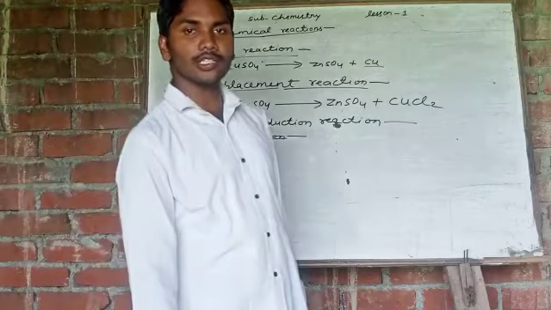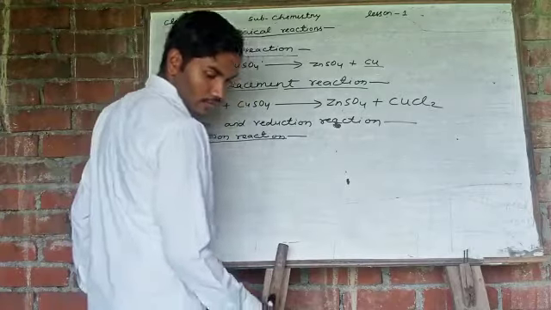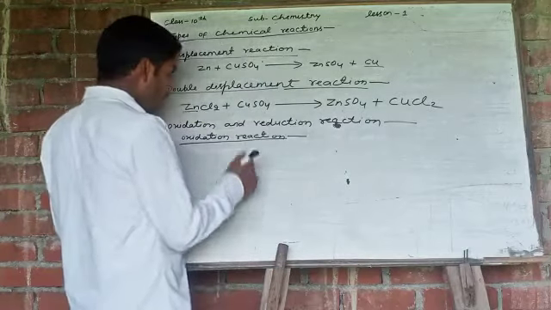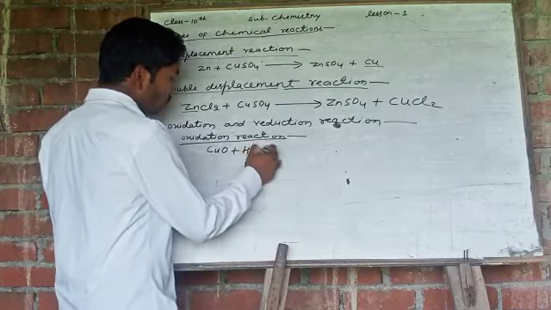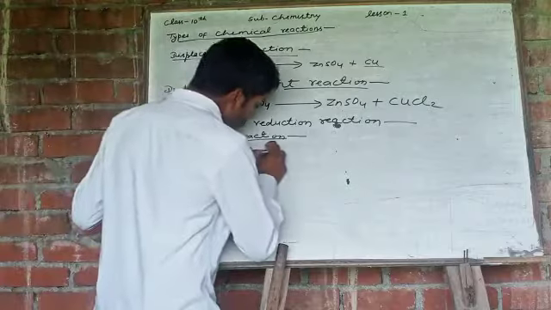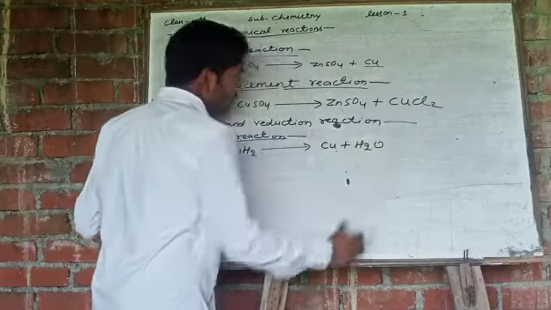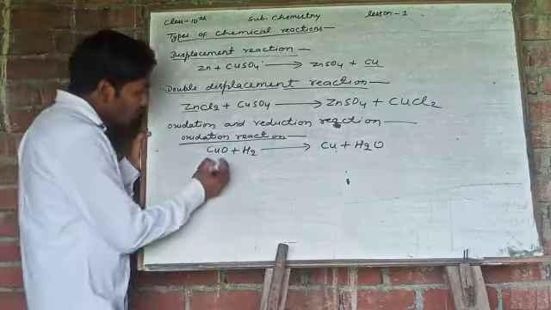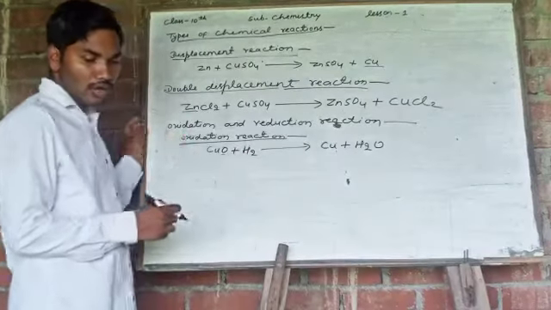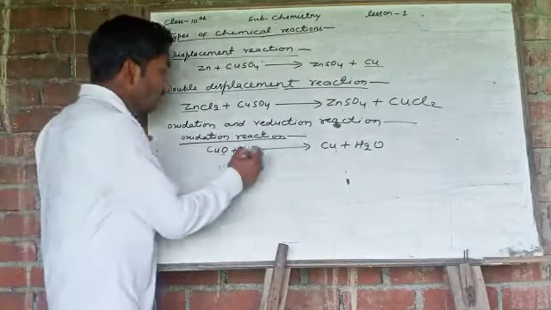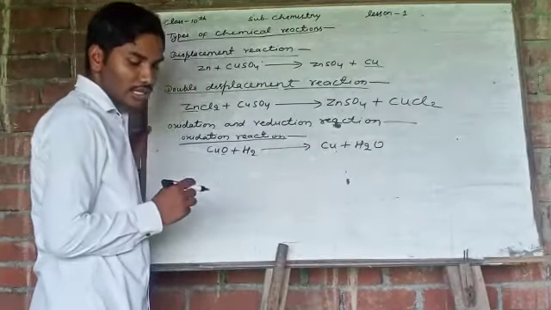So, oxidation reaction, example, we can write CuO plus H2 is equal to Cu plus H2O. You can see oxygen is added to hydrogen. So, in this case, we get oxidation reaction.